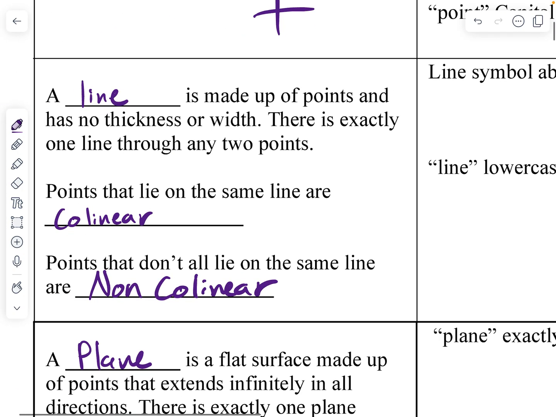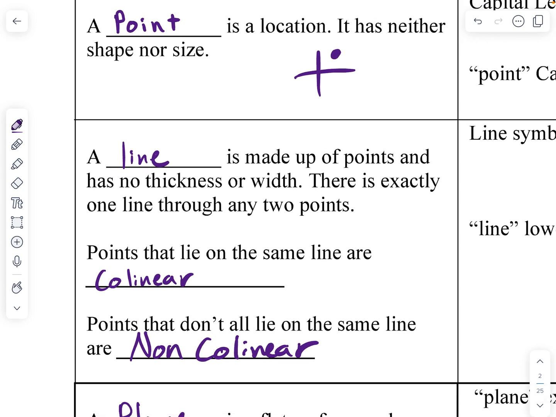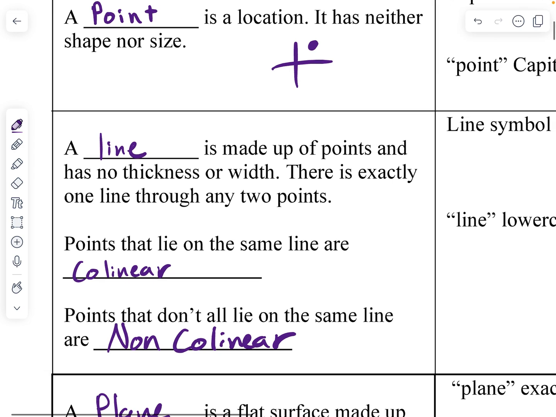Moving on, we're going to talk about a line. If I ask somebody to come up to the front of the board and draw a line, I guarantee 99% of the time the person's just going to draw a stroke like that, call it a line, and call it good. And to them, I would say that is incorrect. That is not what we're going to define a line as anymore. A line is made up of points. It has no thickness or width, and there's exactly one line through any two points.